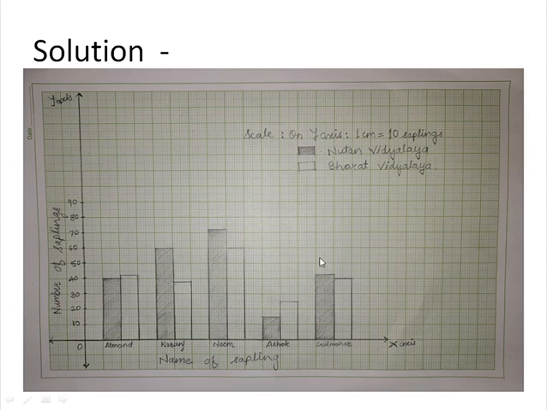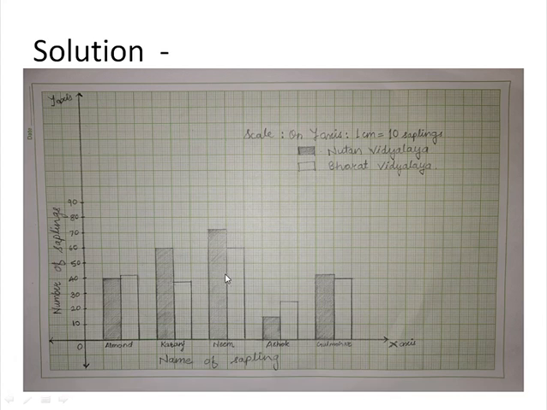Now here if you look at the joint bar graph, how many saplings of karanj were planted by Nutan Vidyalaya? 60. So we will draw the bar up to 60. And then you will shade it, because this is the bar shown for Nutan Vidyalaya. Then we will draw the bar for Bharat Vidyalaya. Bharat Vidyalaya planted 38 saplings of karanj. So you will draw the bar up to 38. Now here I am not giving any texture or any color for Bharat Vidyalaya, because we have decided it earlier.